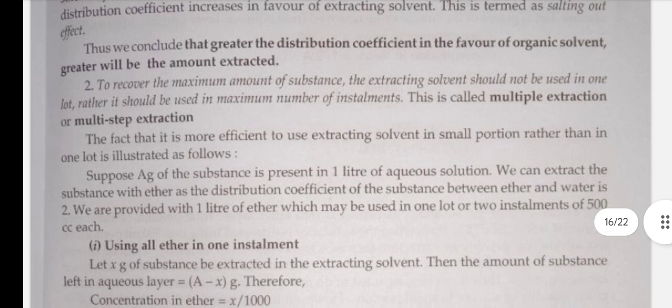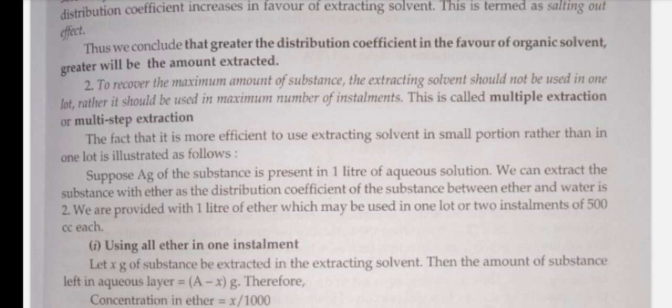Thus, we conclude that the greater the distribution coefficient in favor of the organic solvent, the greater the amount extracted. To recover the maximum amount of substance, the extracting solvent should not be used in one lot. Rather, it should be used in the maximum number of installments. This is called multiple extraction or multi-step extraction.